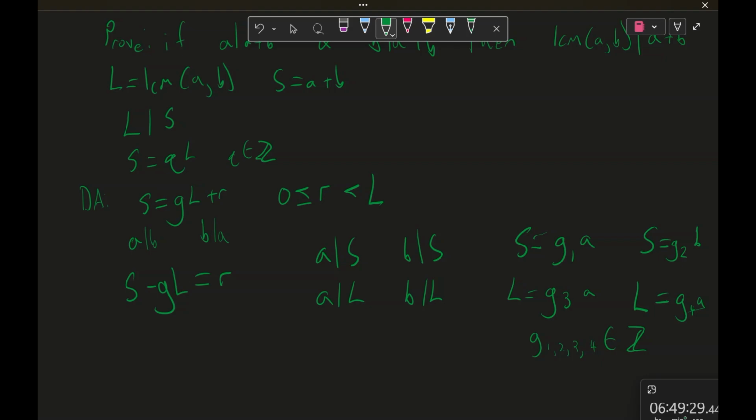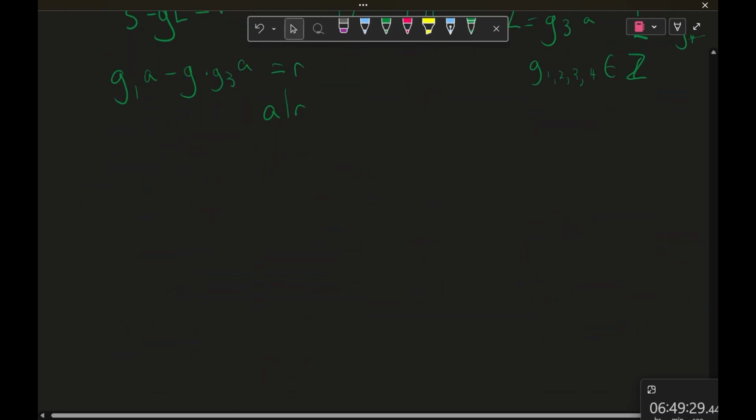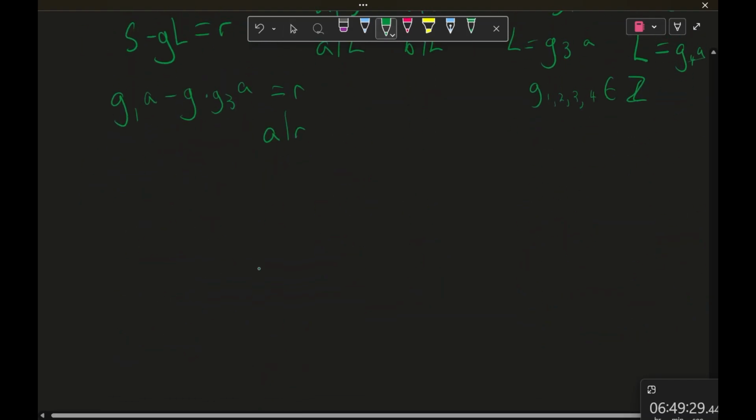So the next thing we'll do is substitute this. We'll first do A. So S is equal to G1 times A, minus G times L, which is G3 times A, and then this is equal to R. Thus, A divides R because we can factor out A from both sides. So now we have A divides R. And equivalently, we can do the same thing and we'll get B also divides R.